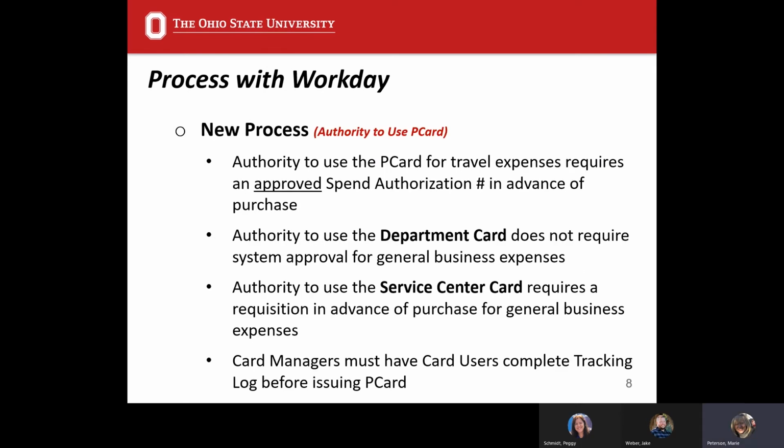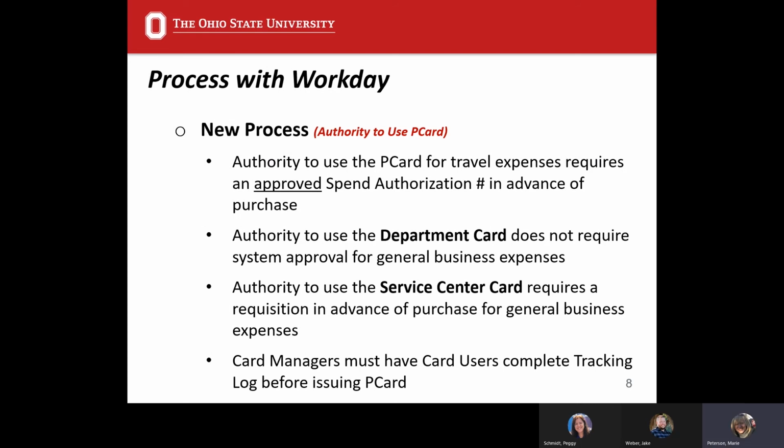In future state, authority to use the card is as follows. Authority to use the PCard for travel expenses requires an approved spend authorization number in advance of purchase, noting that airfare is not permitted on the PCard and should be procured through the contracted travel agency.